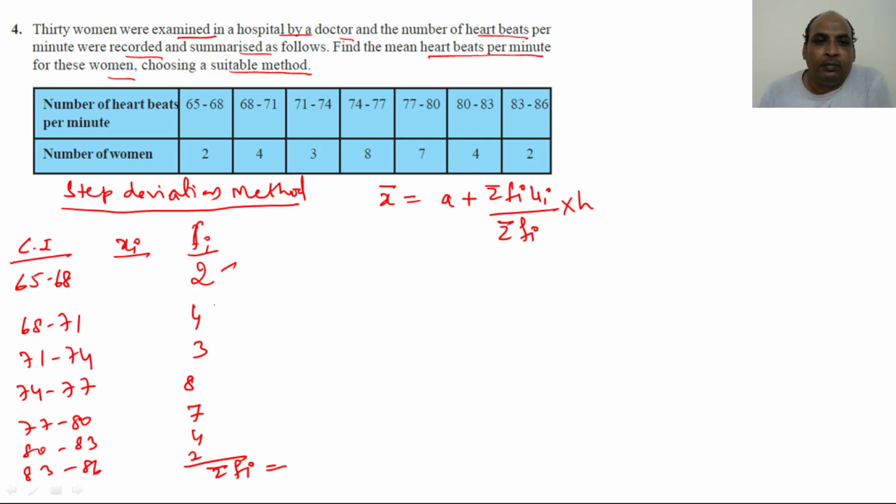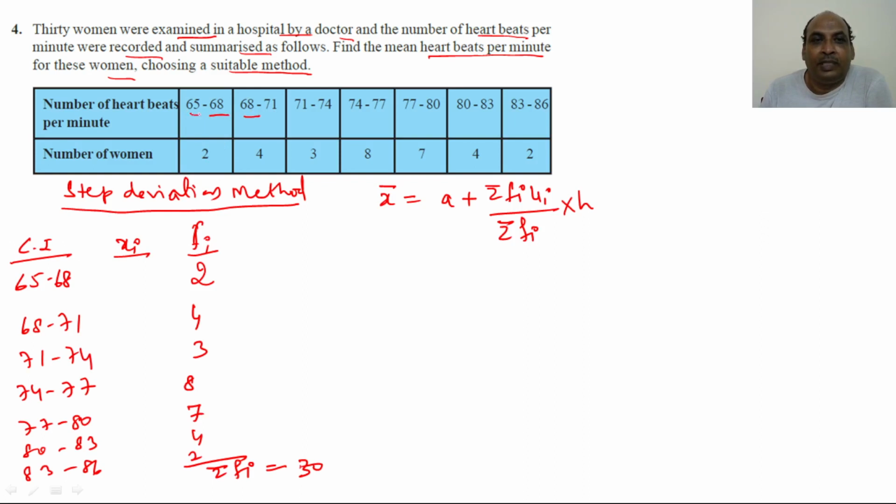So 6, 9, 17, 24, 28, 30. So this is 30. So sigma Fi we have got is 30. Okay. Now let us find out xi, and once again recheck 68, 68, same, lower limit, upper limit, it is same, so no problem.